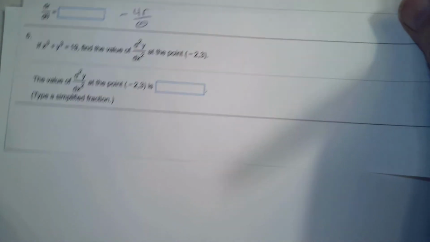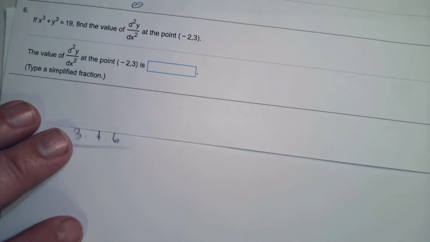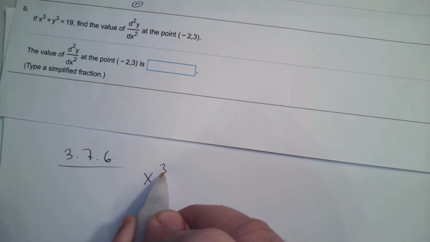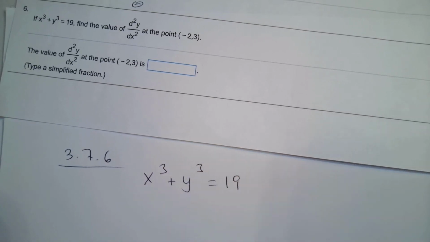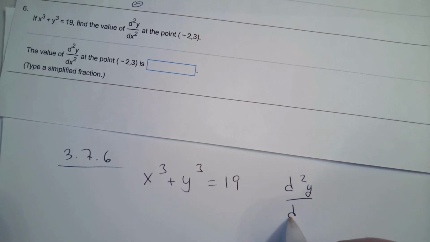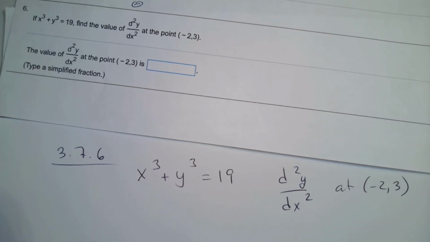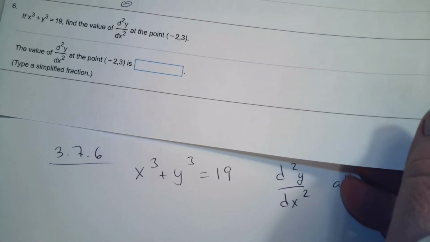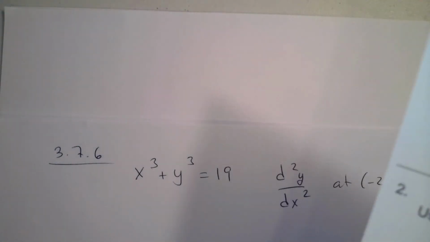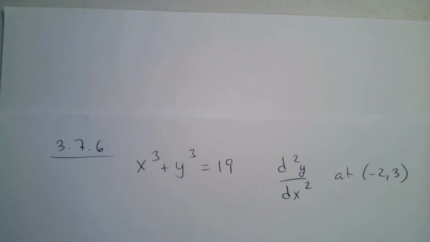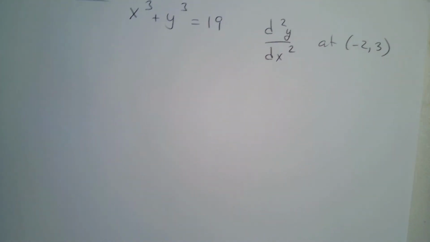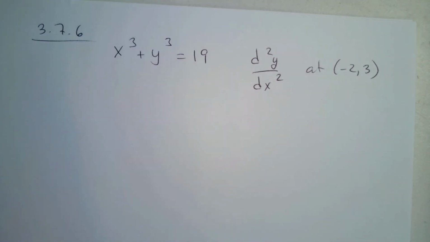Alright, number 6. Okay, it says if x cubed plus y cubed equals 19, then find the second derivative at negative 2 thirds. Okay. Let's find the first derivative.